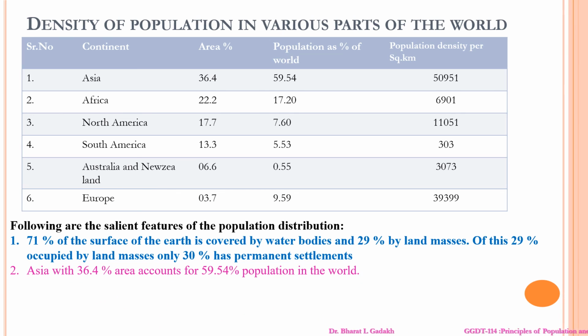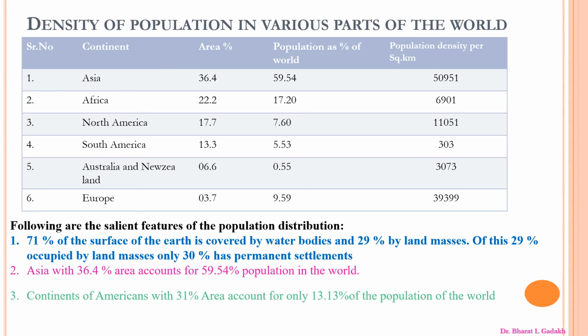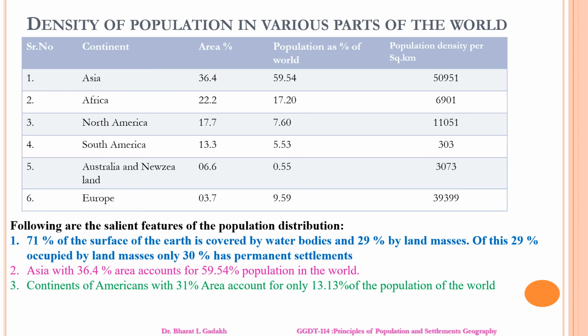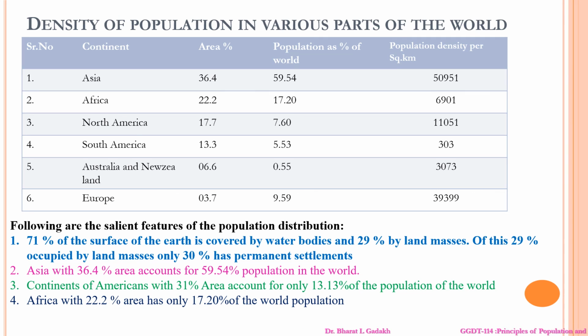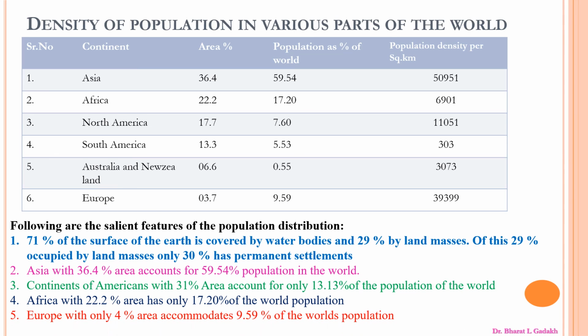Now, Asia with 36.4% of area accounts for 59.54% of the population in the world. America with 31% of area accounts for 33.33% of the population of the world. Africa with 22% of area has only 70.20% of the world population. Europe with only 4% of area accommodates 9.59% of the world population. These are very important salient features of world population.